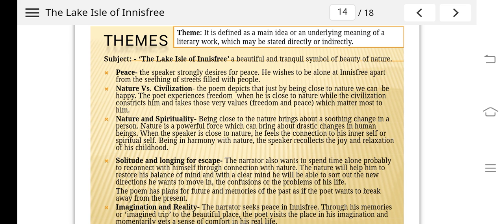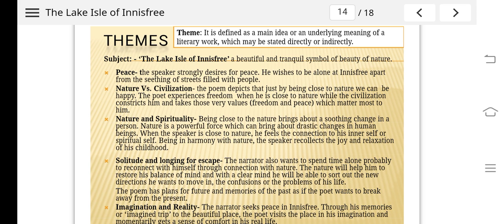Now you can see nature versus civilization. The poem depicts that just by being close to nature, we can be happy. The poet experiences freedom when he is close to nature, while civilization constricts him and takes away those very values, that means the freedom and peace of any person, which matter most to him. It means for William Butler Yeats, the most valuable parts are freedom and peace, and he feels that when he was in the city, it has been taken away from him.